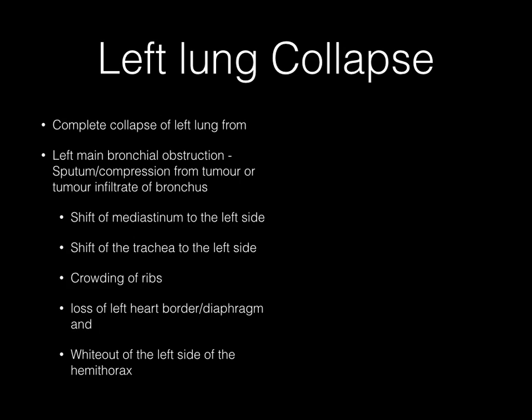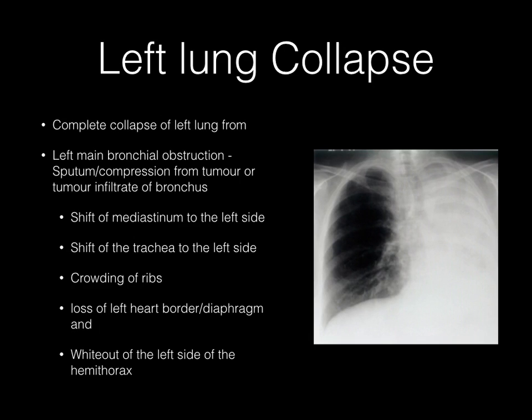That results in a significant shift of the mediastinum to the left side. There will be shift of the trachea towards the left side. There will be crowding of ribs, loss of the left heart border or diaphragm, and whiteout of the left side of the hemithorax. We can clearly see on this particular x-ray that the trachea is completely shifted towards the left. Can't really visualize the heart border at all, and it appears that the heart has been completely moved towards the left hemithorax, indicating a complete collapse of the left lung.